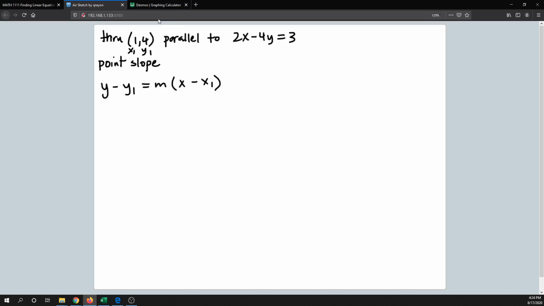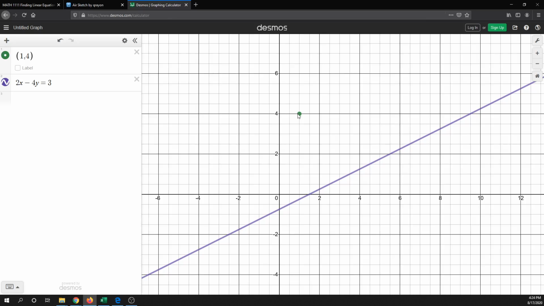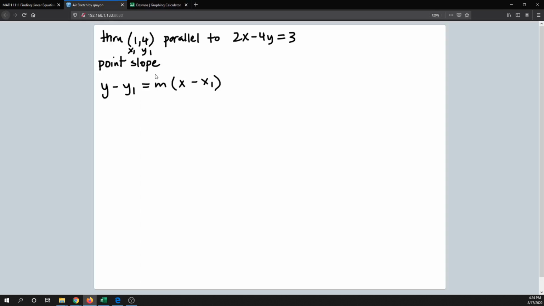Again, in pictures, it's this green point. The line that we're looking for, the line whose equation we're looking for, goes through this green point. And so we know that 1, 4 will be a point on the line. So that gets us part way to an equation. We can take the 1 and put it in for x1. We can take the 4 and put it in for y1. And all that leaves us to do is the slope here.